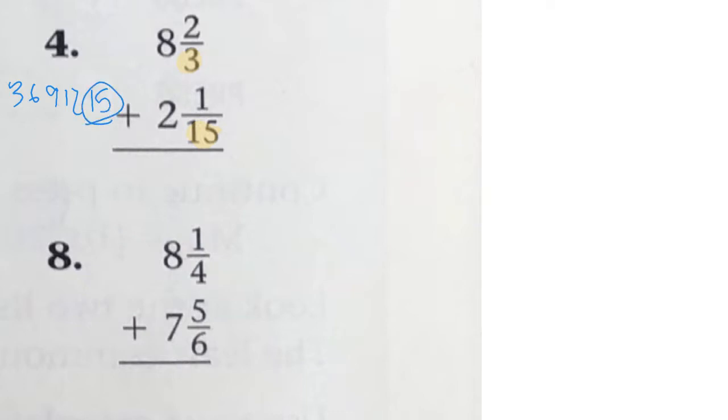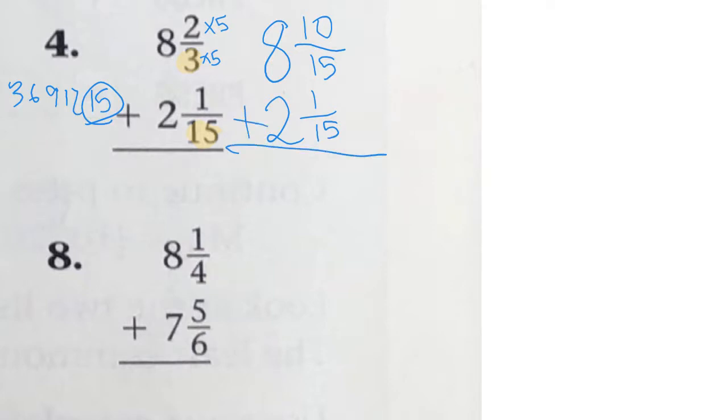So we just need to change the thirds to 15ths. It takes 5 thirds to get to 15. So the new fraction would be 10 over 15. The whole number 8 stays the same. Nothing has changed for 2 and 1/15. Add them up. Add the fractions first. We get 11/15 and 10. So that is how we can add unlike mixed numbers.